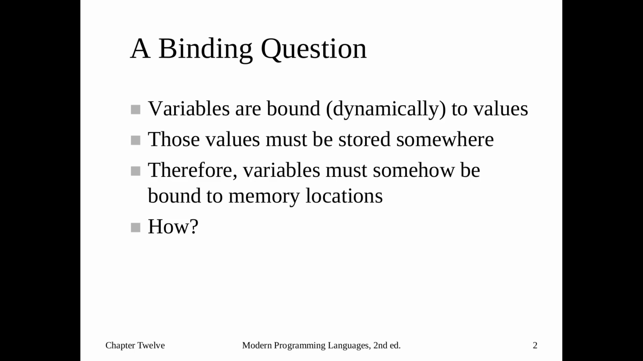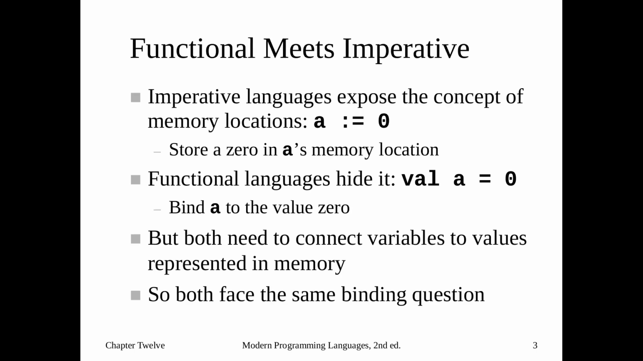And so typically we have variables that are bound dynamically at runtime to values. The types of variables that we're talking about here are mainly local variables or method or function parameters. So the question becomes, how are we going to do this, right?